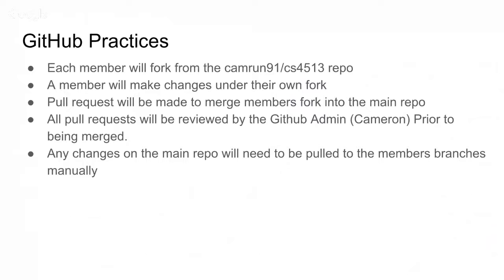As for our GitHub practices, we will have a main repository. The main repository will be Cameron's repo since he is the Git admin. Each member will need to fork off of that repo so that they have their own copy to work with. When a member has completed their changes, they will make a pull request to merge their forked repo into the main repo. The pull request will be reviewed by Cameron, and if approved, it will then be merged. When a member wants to get the most recent version from the main repo, they will need to pull it into their repo manually.